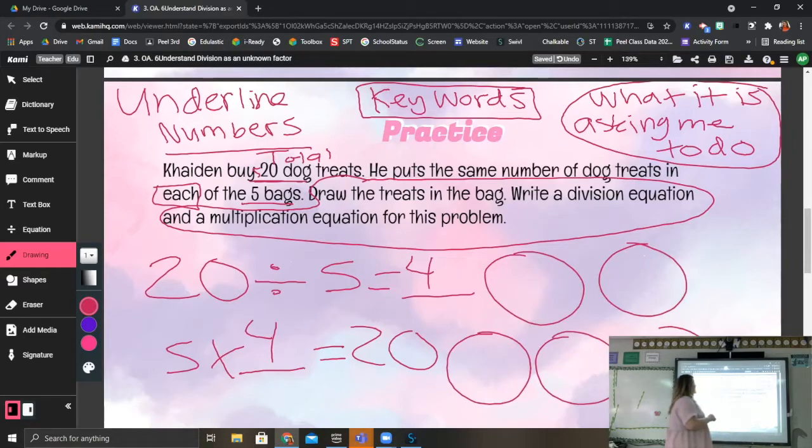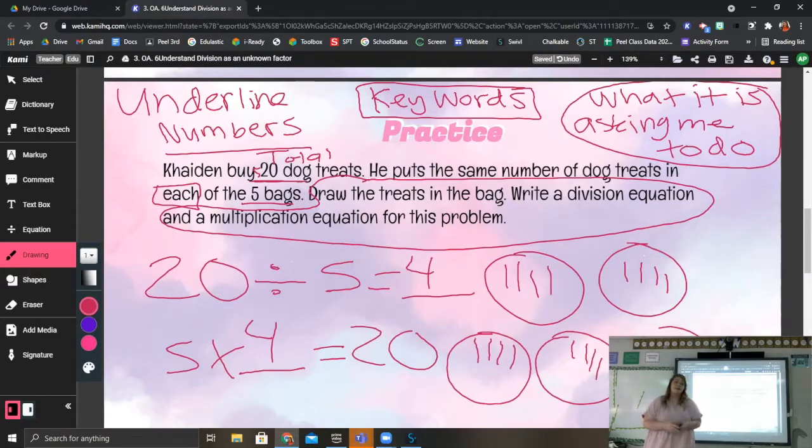And I know that he puts the same number of dog treats in each of the 5 bags, and he only has 20. So I'm going to count to 20, and I'm going to put 1 treat in each bag as I count. 1, 2, 3, 4, 5. Up, I'm not to 20, so I've got to start back over. 6, 7, 8, 9, 10, 11, 12, 13, 14, 15, 16, 17, 18, 19, 20.